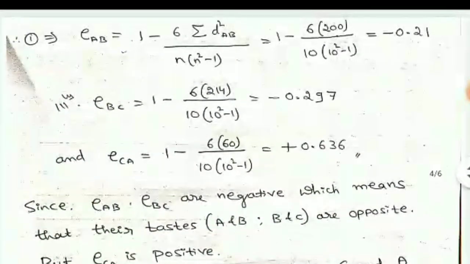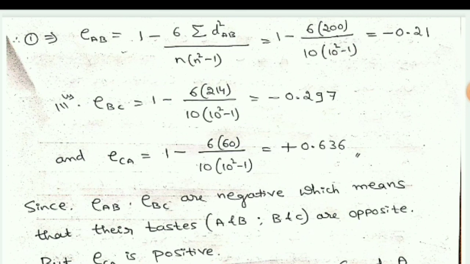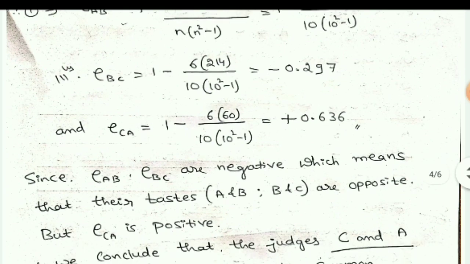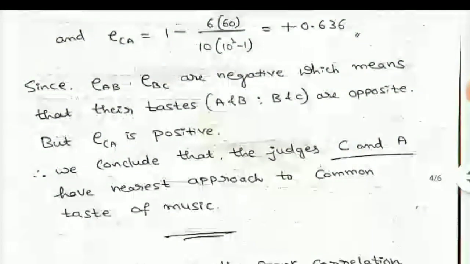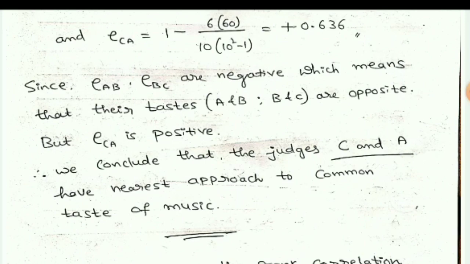See, we want a suitable pair of judges. You see rho AB, first judge and second judge. What is the answer? You get a negative answer, right? What's the meaning? Their taste is not the same. For BC, there also we get a negative answer. Again, what is the meaning? Their taste is opposite. But you go for CA. What is the answer? 0.636, which means it is better to choose judge C and judge A. So they have common taste. That is the meaning.